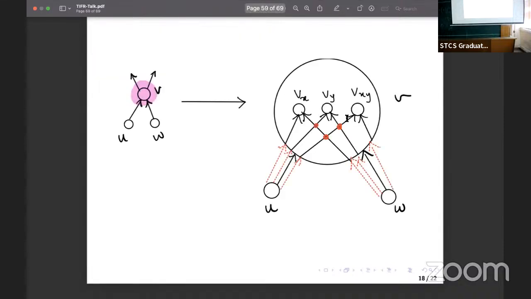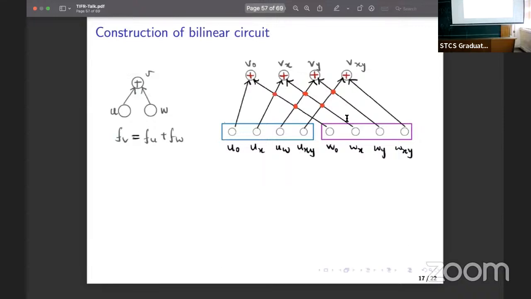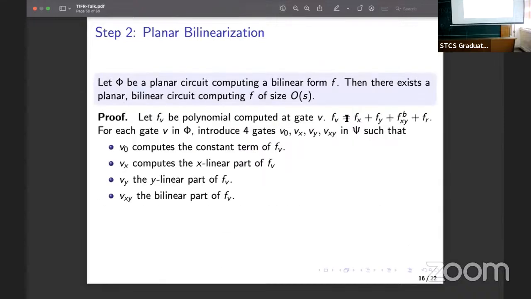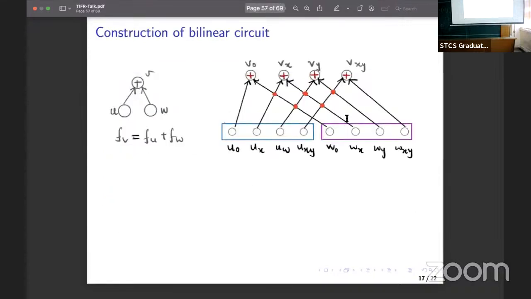Okay, so this part just holds for planar circuits. It's just the first part. If you want to show it for planar but not read once ones, you have to use sophisticated separators.